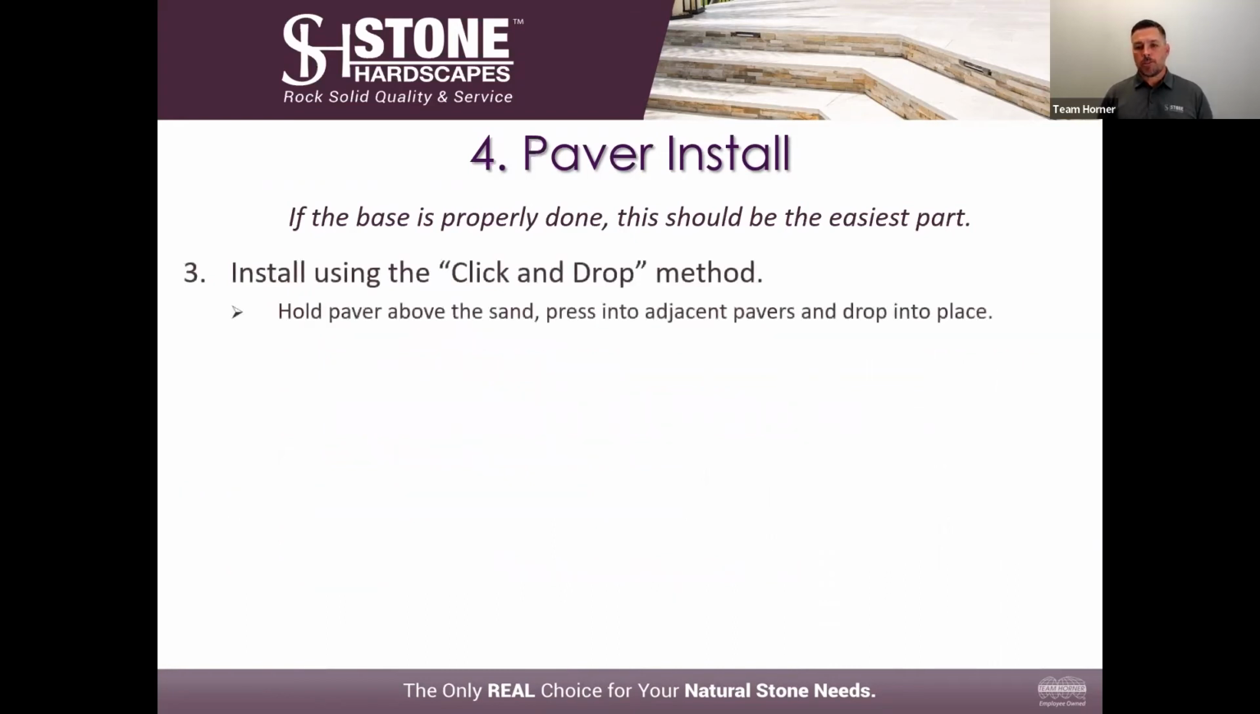Now, installing the paver itself. In the hardscapes world, we like to use the terminology of click and drop method. When you install a paver, you want to hold the paver above the bedding sand itself, press it into the adjacent paver and drop it into place. You never ever want to slide the paver into place. Sliding the paver does two things to you. It removes some of the bedding sand from underneath, so your elevation is going to be incorrect, and it pushes sand in between the pavers, which is not going to give you a proper lock in between the pavers themselves.